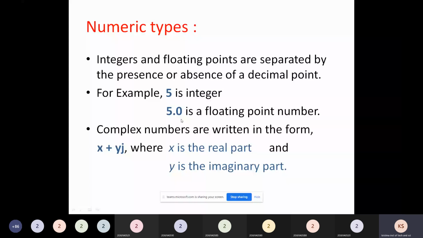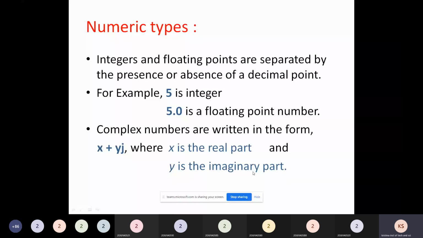Next, complex number. How can you write a complex number? We can write it in the form x plus yj, where x is the real part and y is the imaginary part.